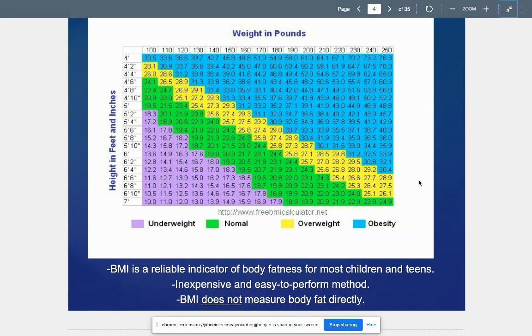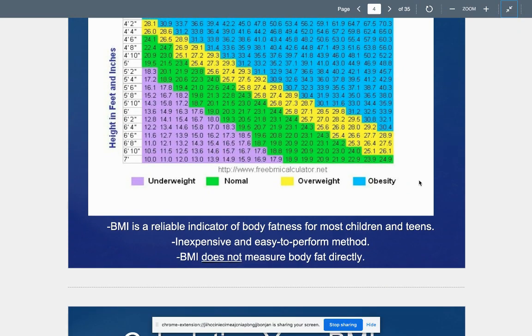BMI is a pretty reliable indicator of body fatness for most children and teens. It's also inexpensive and easy to perform. BMI does not measure body fat directly, though.